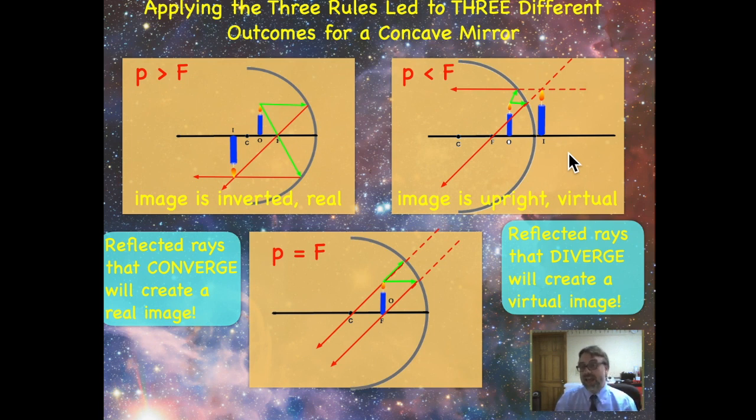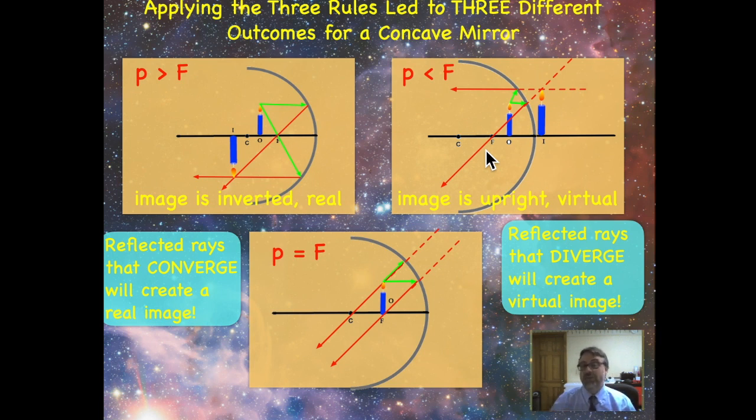And again, note that here, unlike in the first picture, the reflections are spreading out from one another. They're not crossing on the real side. We call this diverging reflections. And again, we'll see this with lenses as well. If my reflections diverge, if they spread out, that's going to result in a virtual image. And also, if I have an image from a single mirror or a single lens, if that image is upright, it's going to be a virtual image.